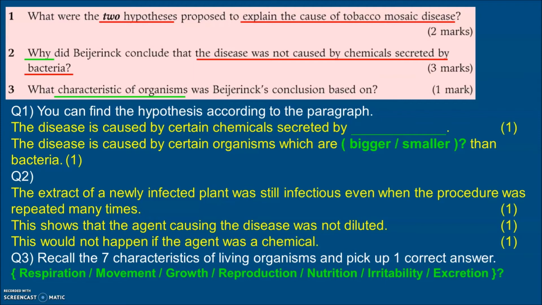That means the number actually seems to be the same. The toxin is still a bit concentrated, right? So that's why they are still able to infect the plant. So that's why this would not happen if the agent was a chemical. So finally, as what we found, the disease is caused by the virus.